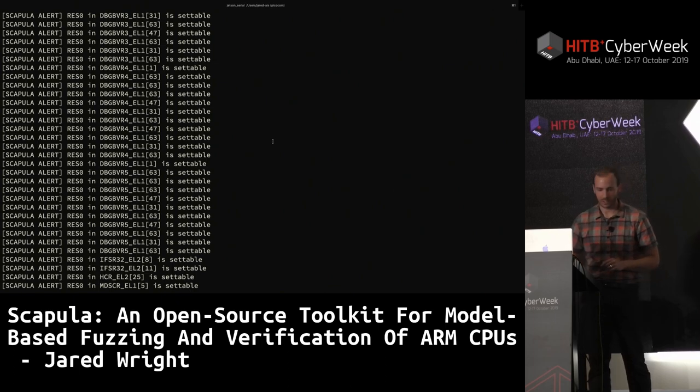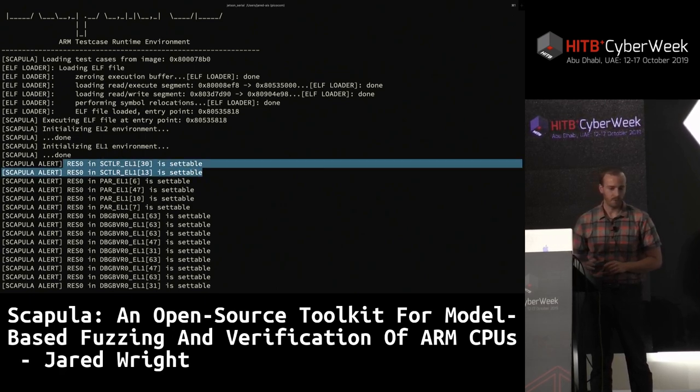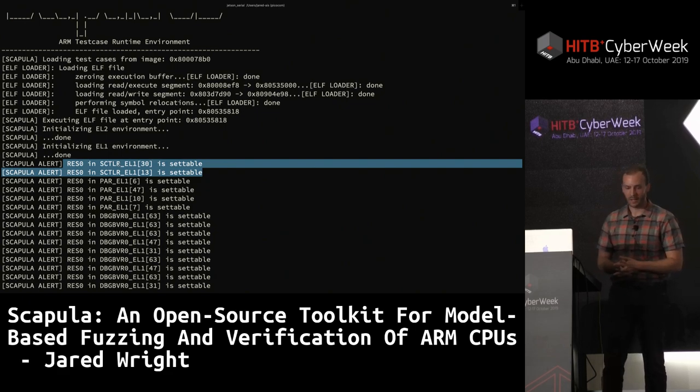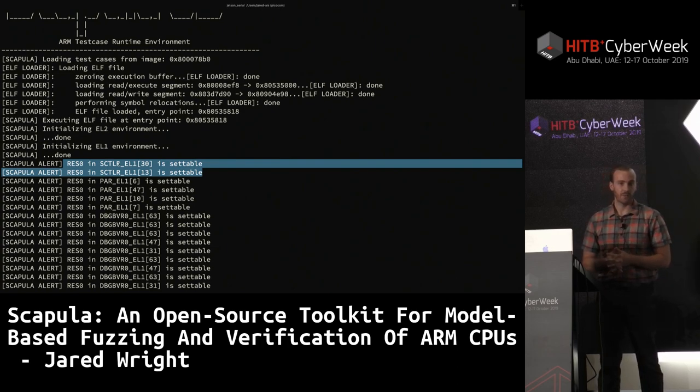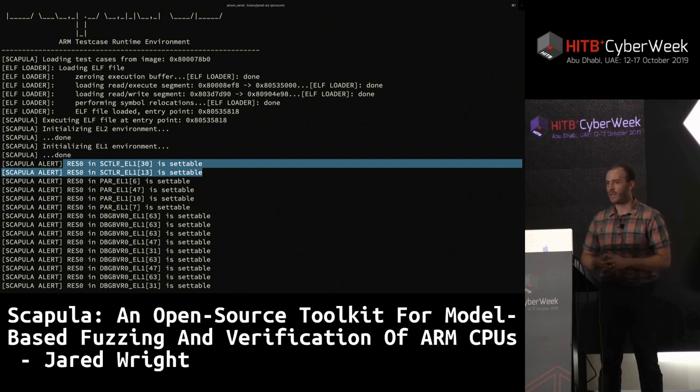But I'll direct your attention, if we scroll all the way to the top here, to this interesting one. There's this register called SCTLR_EL1, and we can see that bits number 30 and 13 were reliably toggleable. It turns out this register is called the system control register for EL1 on ARM. If you're from an Intel background, this is roughly equivalent to CR0, or control register number 0, on Intel. It has a whole bunch of bits that are used for turning features on and off within the CPU.